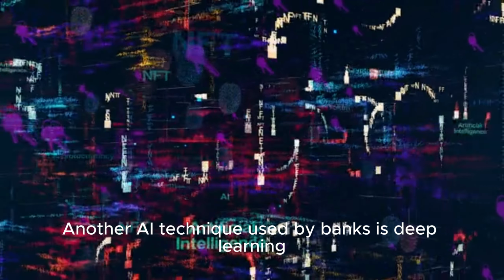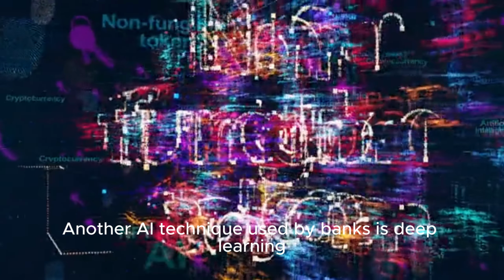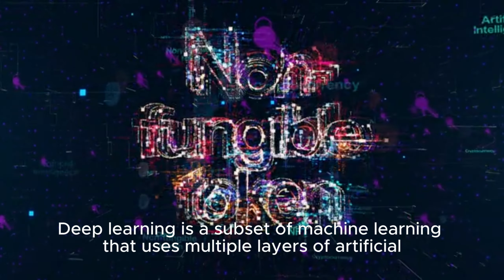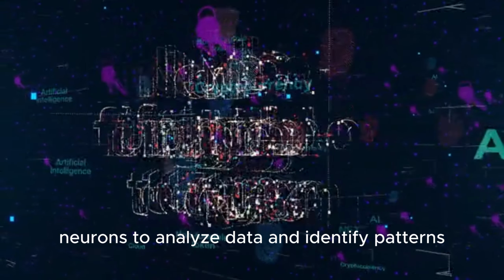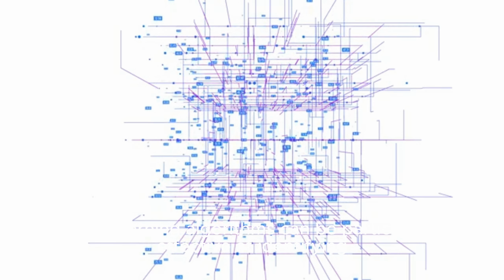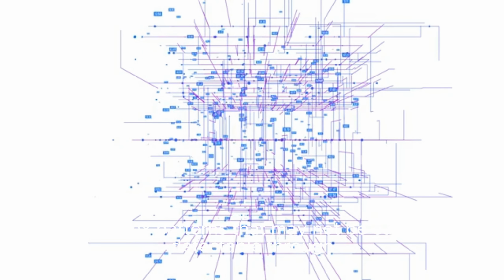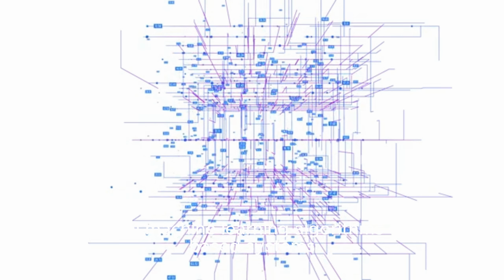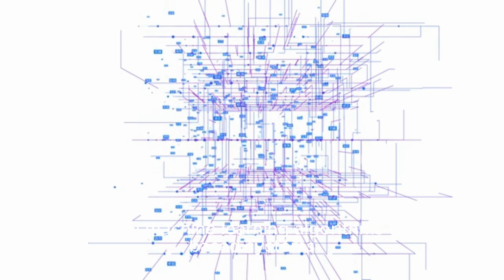Another AI technique used by banks is deep learning. Deep learning is a subset of machine learning that uses multiple layers of artificial neurons to analyze data and identify patterns. Deep learning algorithms can be particularly effective at identifying complex patterns that may not be easily detectable through traditional machine learning algorithms or rule-based systems.